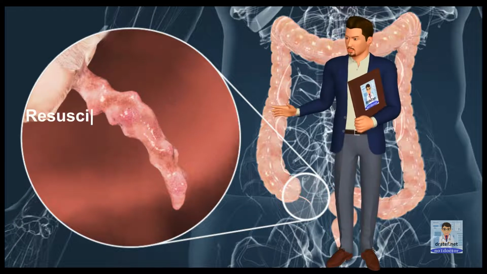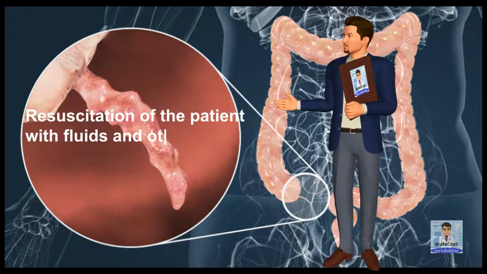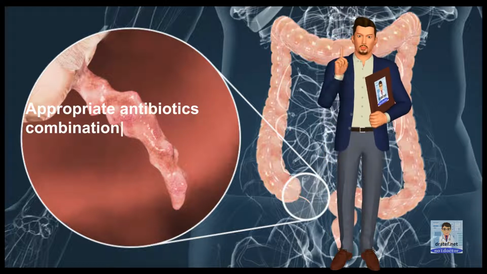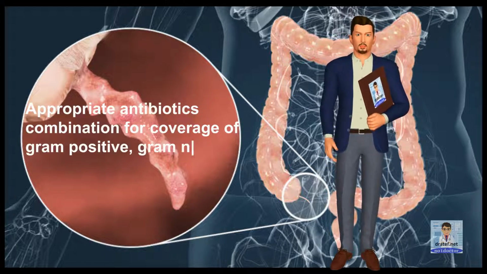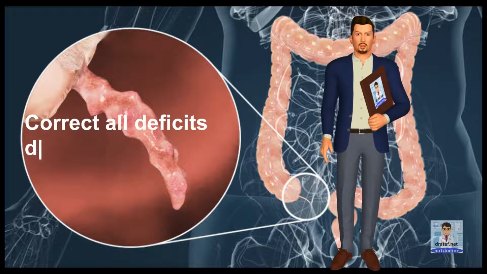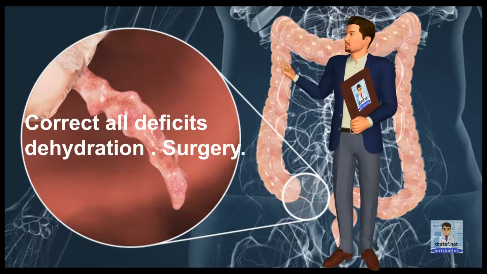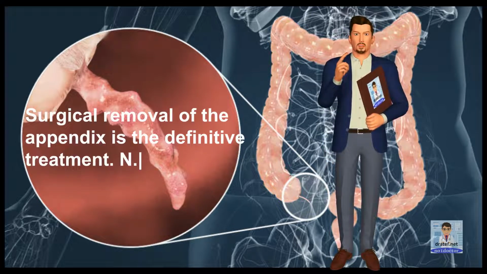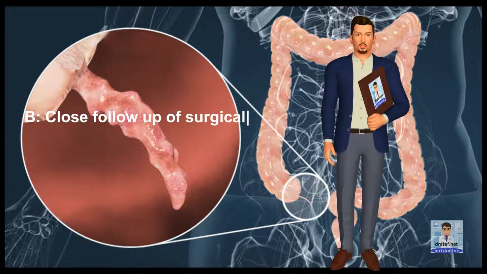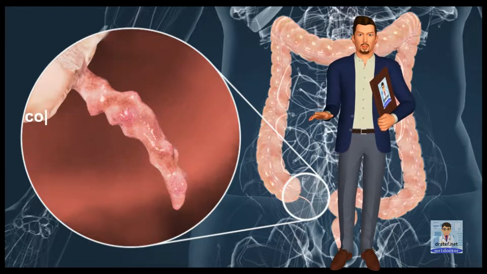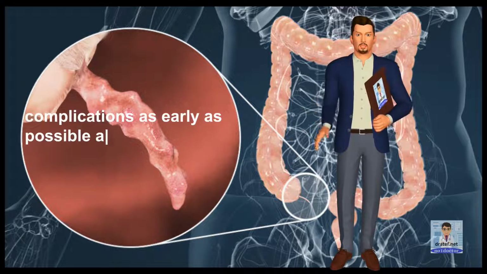Management: resuscitation of the patient with fluids and other supportive treatment. Appropriate antibiotics combination for coverage of gram-positive, gram-negative and anaerobes. Correct all deficits, dehydration. Surgery: surgical removal of the appendix is the definitive treatment. N.B. Close follow-up of the surgical patient is very important post-operatively to identify complications as early as possible and correct in time.